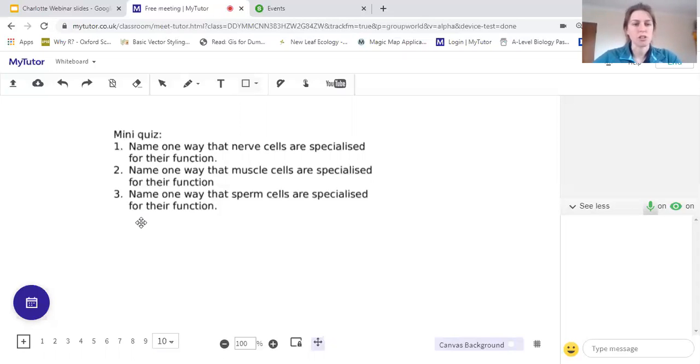Okay, good. Question 3. Name one way that sperm cells are specialized for their function. So how have they differentiated in order to be specialized for getting to the egg? Long tail, yes, lots of mitochondria. The tail isn't a flagellum. That's a good point, actually.